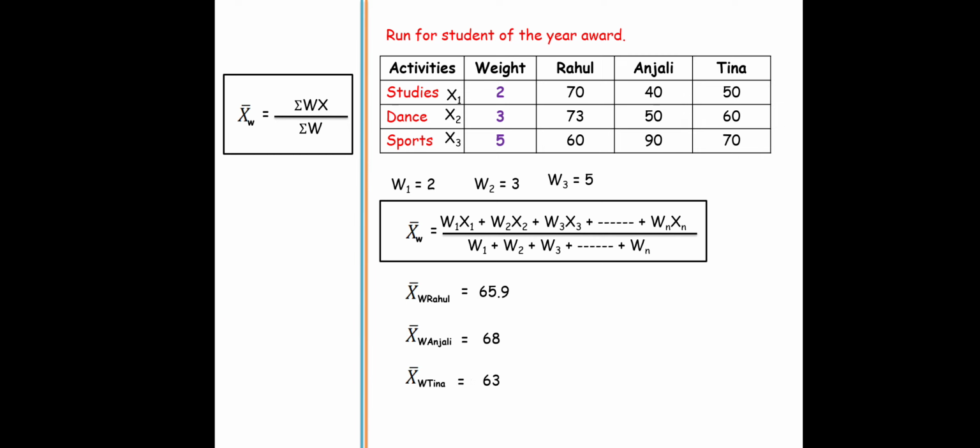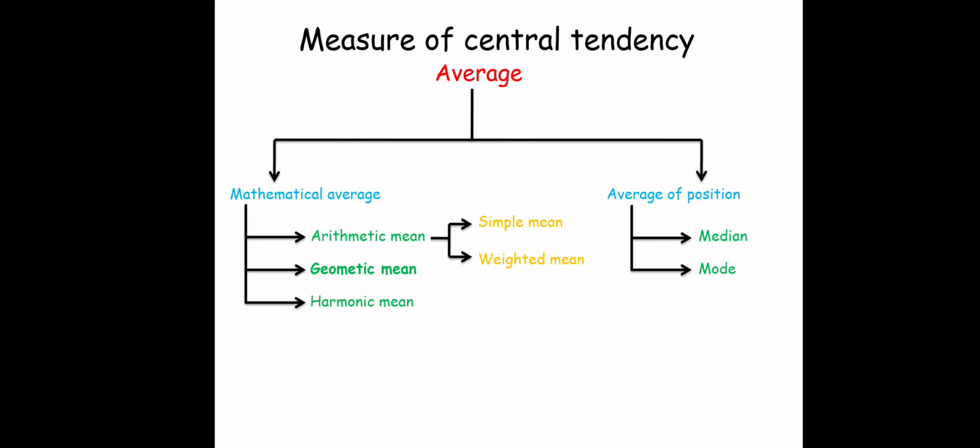Now we have all these values. The weighted mean of Rahul is 65.9, the weighted mean of Anjali is 68 and the weighted mean of Tina is 63. When you compare all these three, who will get the best student award? Yes, obviously Anjali. So this is how we calculate the weighted mean. I hope you understood all these things. So we are done with simple mean and weighted mean.